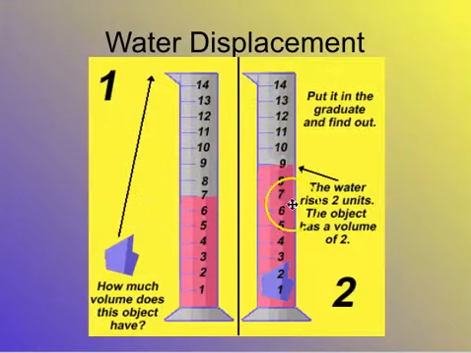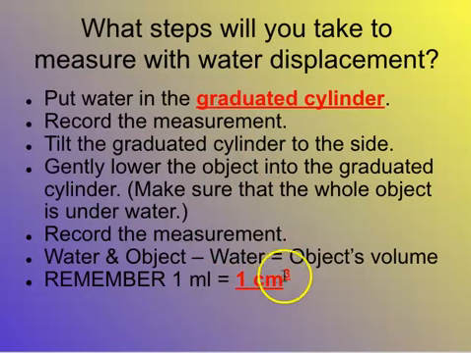Now, the neat thing about this: if the water was at a 7 and went up to 9, that's 2. Technically, the water went up 2 milliliters, but because we're measuring a solid, it's got to be in cubic centimeters. The nice thing about the metric system is 1 milliliter equals 1 cubic centimeter. So if the water went up 2 milliliters, that means it's 2 cubic centimeters. So all solids have to be labeled in cubic centimeters or cubic meters. They can't be liters. Liters is only for liquids.